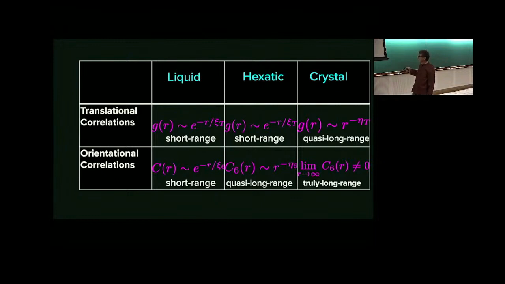This quasi-long range power law order is a rather subtle thing. And in the crystal, you have quasi-long range translational order, that's a 2D crystal, but you have truly long range orientational correlation functions. And this actually is what Ug used to classify, to determine that you're in the crystalline phase. This is actually the best way to determine that you have a crystal.